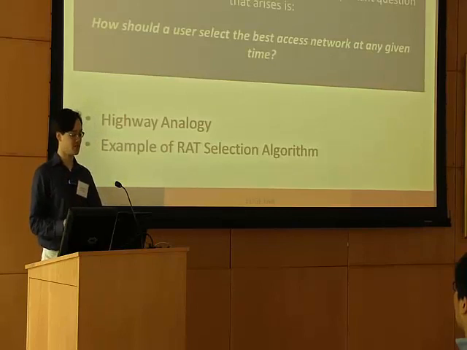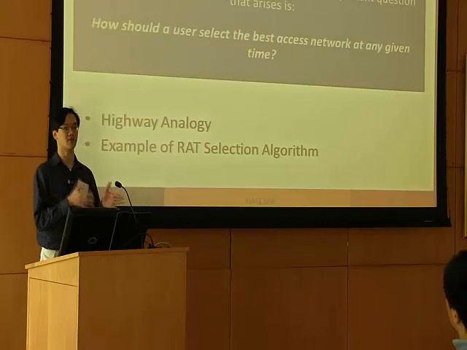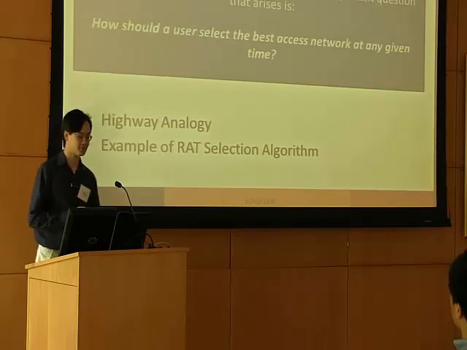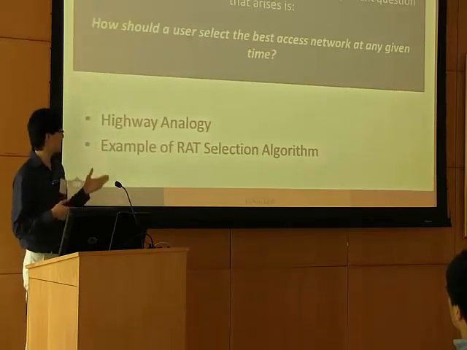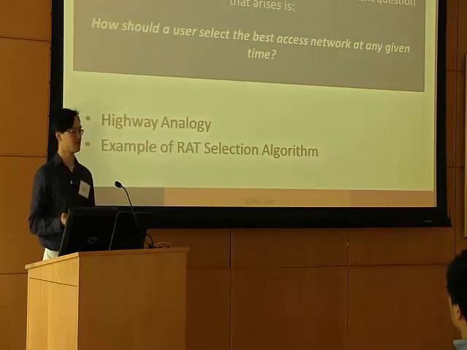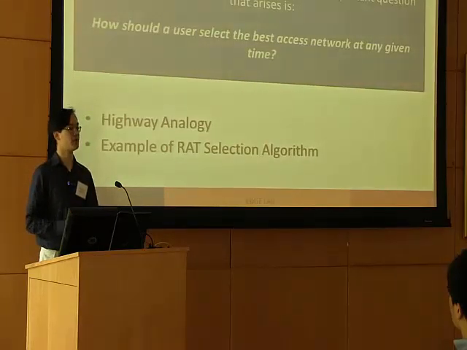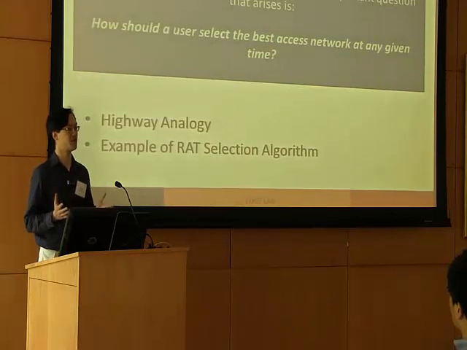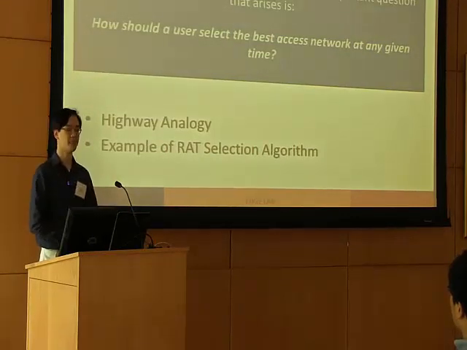So there exists a need for some sort of radio access technology selection algorithm to govern the switching behavior for users. And a common example of a radio access technology selection algorithm is the following, which many of you who have Android or iPhones may be familiar with. The algorithm goes as follows. If you see Wi-Fi, connect to Wi-Fi. If you don't see Wi-Fi, then stay on your 3G, 4G.